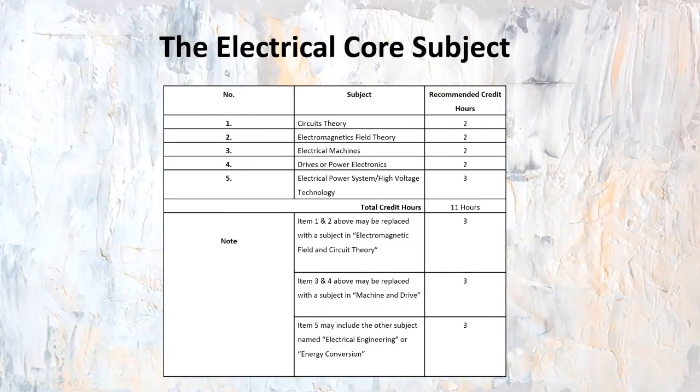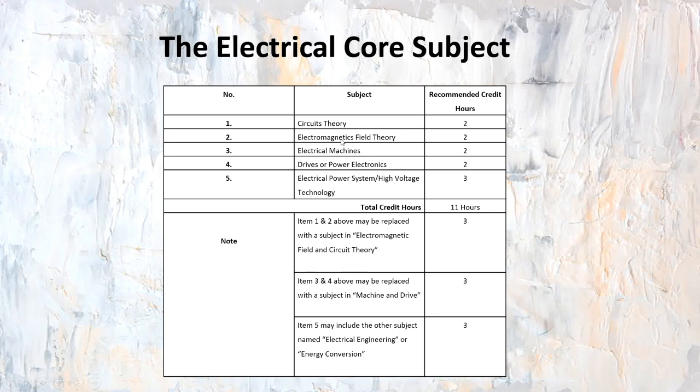The table here shows the requirements of electrical course subjects that need to be taken by an electrical graduate engineer during their college years. As you can see here, there is information regarding the subject and also the recommended credit hours for each subject. There are 5 course subjects that need to be taken, including firstly, circuit theory with 2 credit hours recommended.